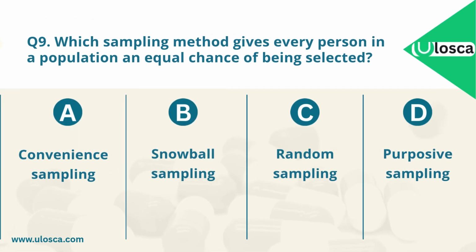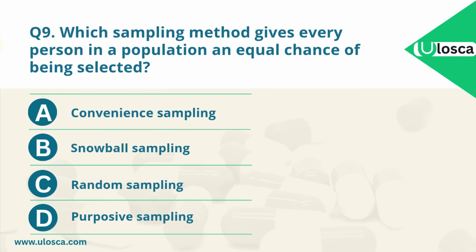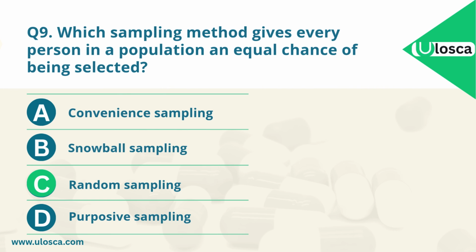Question 9. Which sampling method gives every person in a population an equal chance of being selected? A. Convenience sampling. B. Snowball sampling. C. Random sampling. D. Purposive sampling. Which one is the correct answer? The correct answer is C. Random sampling.